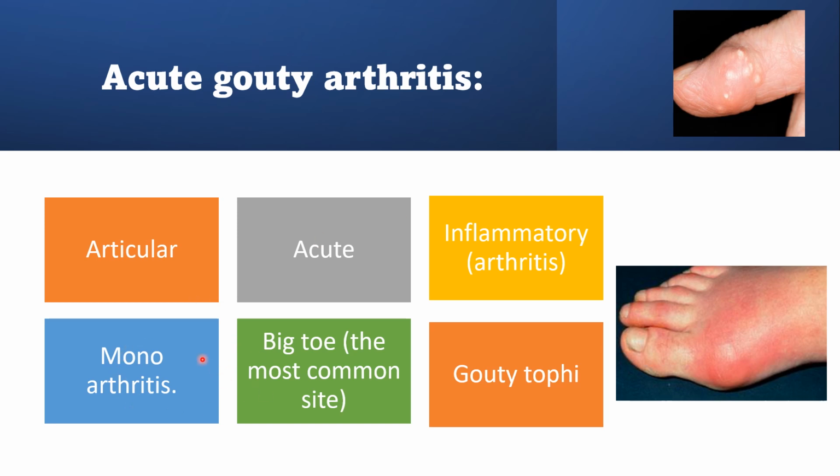It's monoarthritis, and the most common site to be involved is the first metatarsophalangeal joint, as we can see here. If it occurs on top of chronic gout, I may find the gouty tophi. By the way, gouty arthritis is one of the simple conditions that's common in daily practice. You should know how to diagnose it.